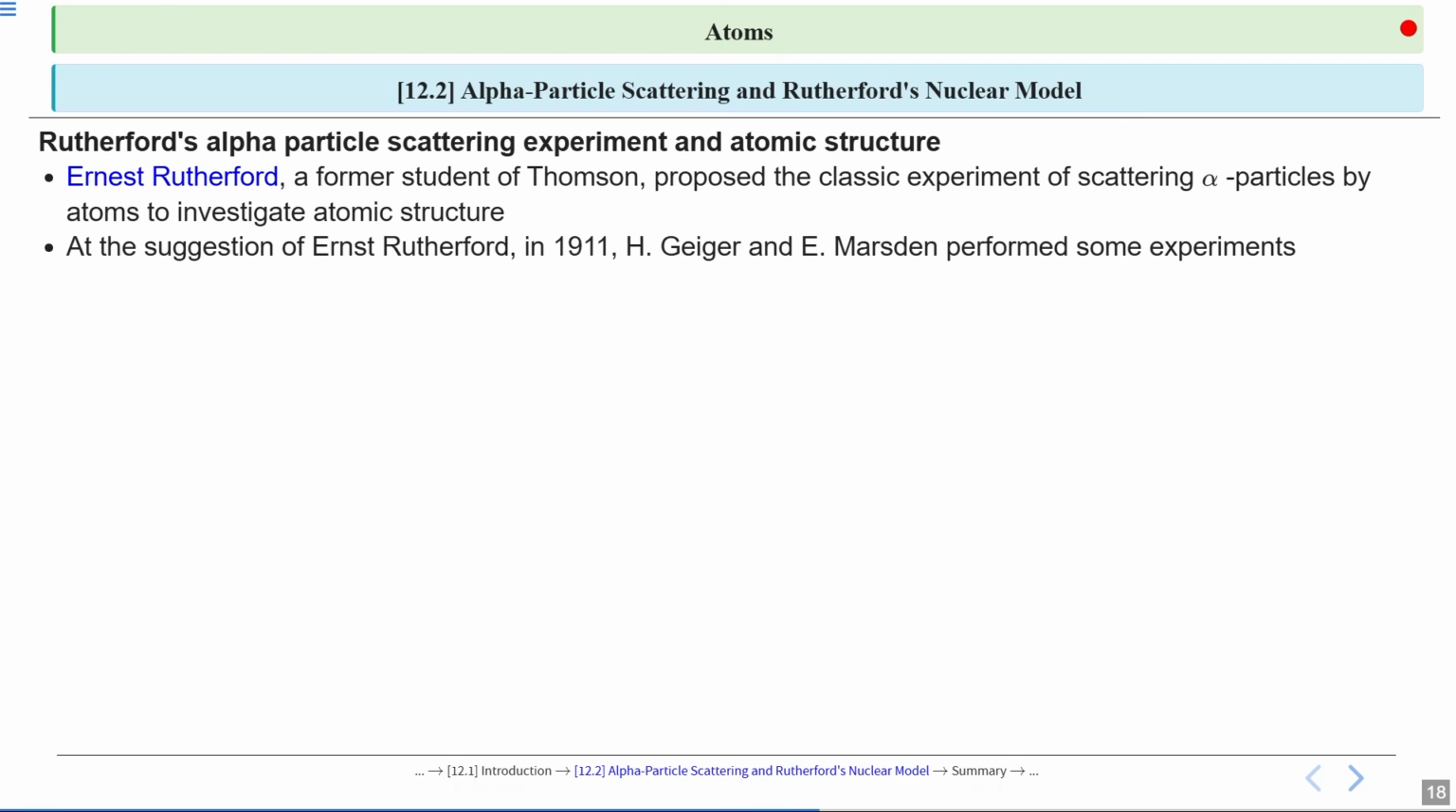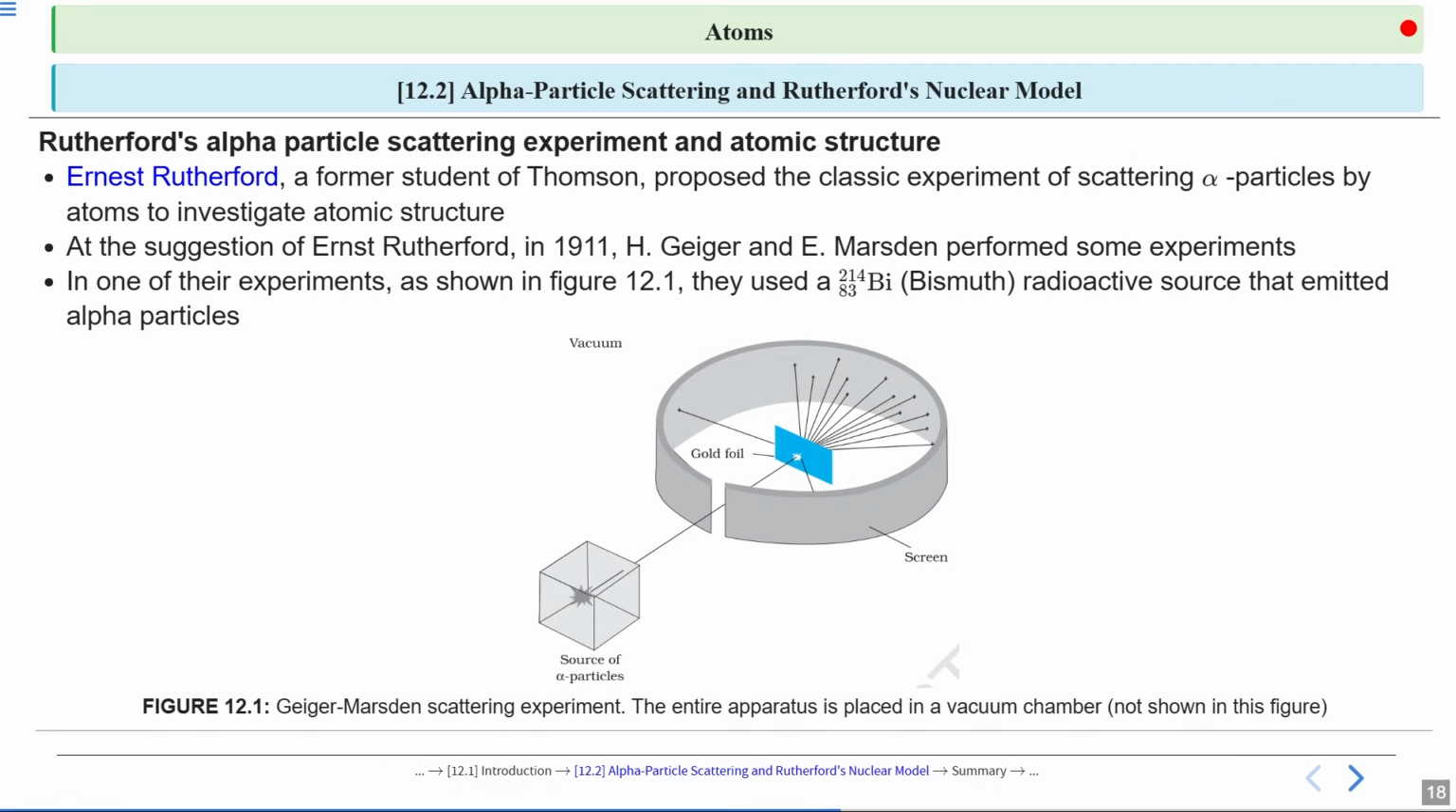Building on Rutherford's idea, in 1911 two scientists named Hans Geiger and Ernest Marsden carried out these experiments. It's important to note that this was a team effort and their careful observations were crucial. In one of their key experiments, they used a radioactive source, specifically bismuth-214. 214 is its atomic weight and 83 is its atomic number, which emits alpha particles. They used radioactive bismuth for the emission of alpha particles.